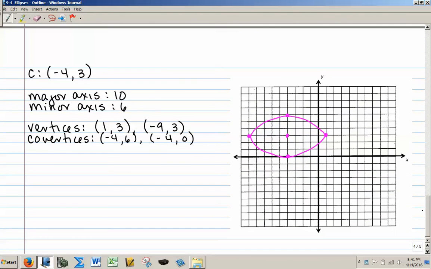Makes it very easy to graph, kind of as we did with a circle. And then it's very easy to identify your vertices, which are going to be on the longer, the major axis, and your co-vertices, which are going to be on the shorter or the minor axis.